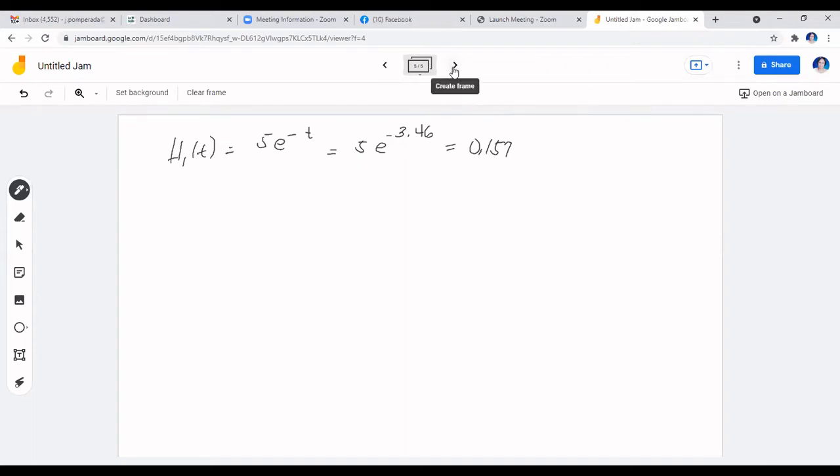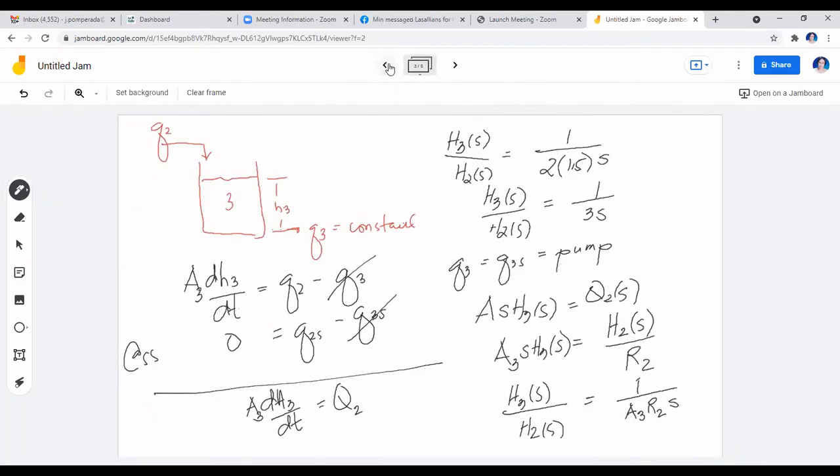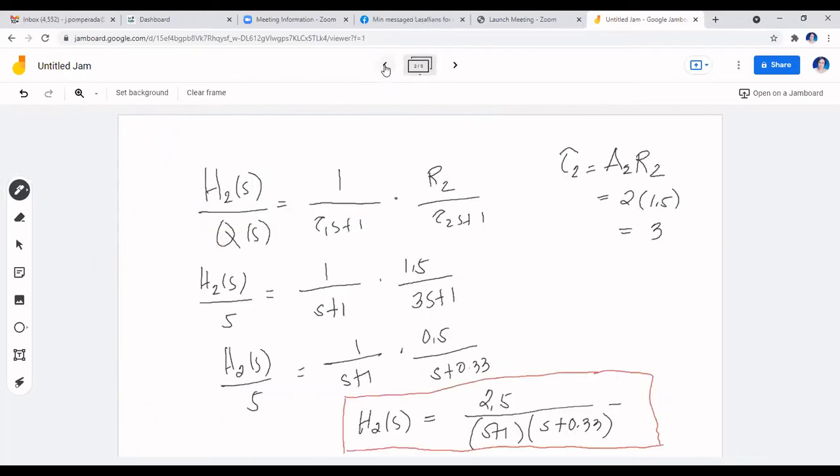Okay? Now, if we go to h2 of t, that's where our higher order system will be applied already. Remember that if you want to do this analytically, if you go back to this one, you have this. This is your H2 of S, and your denominator has to be in quadratic form, right? So we will do that. Remember, you have here an S plus 1 and an S plus 0.33.